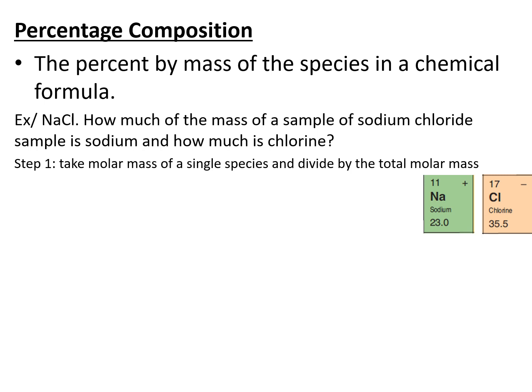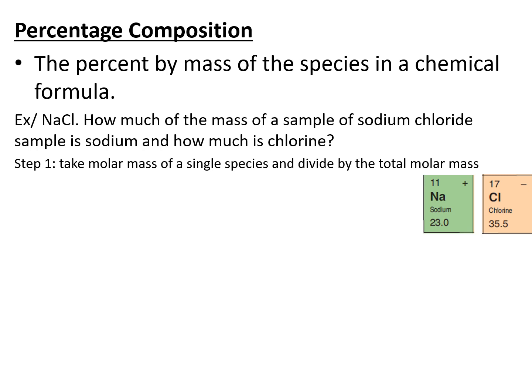Percent composition is looking at a compound, like salt, and finding the percent of the mass that is made by each of the individual components of that molecule. So here's an example right here. I have sodium chloride, NaCl, and how much of the mass of the sample of sodium chloride is sodium and how much is chlorine. So the first step is to take the molar mass of sodium chloride.